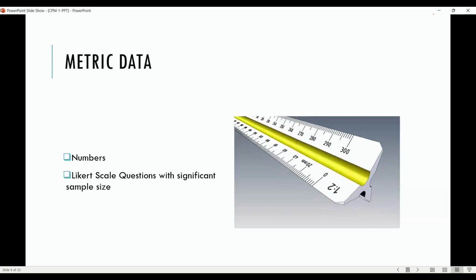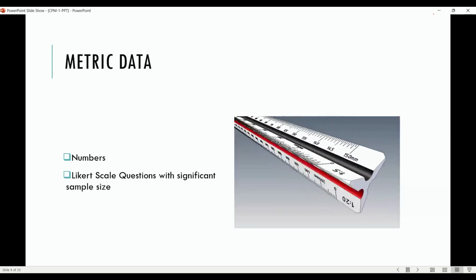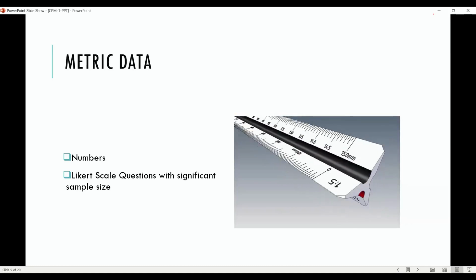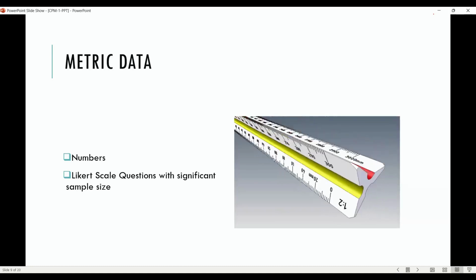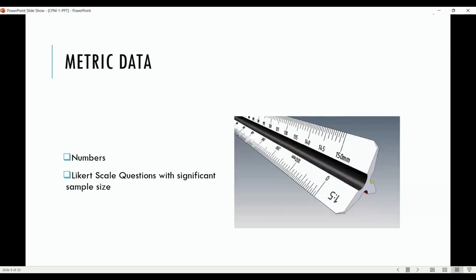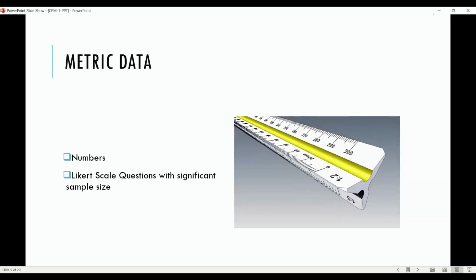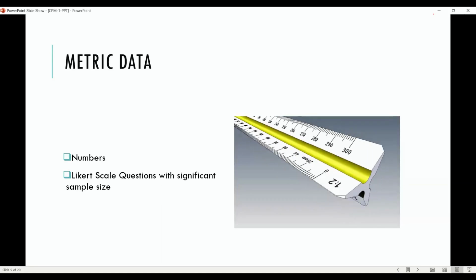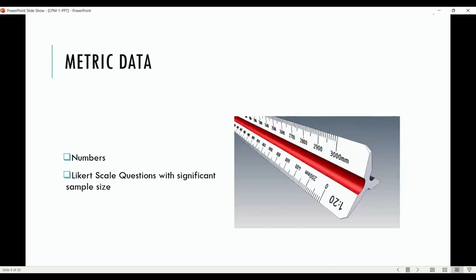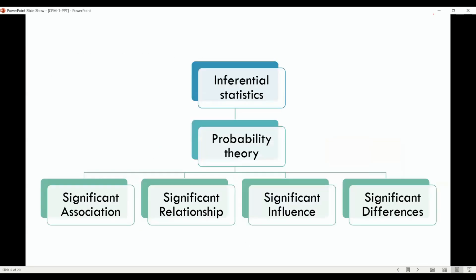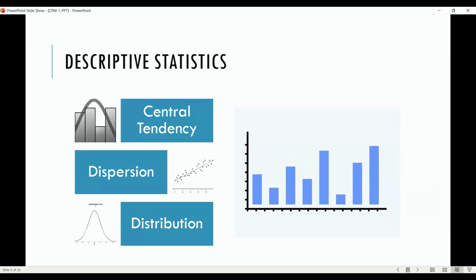So when the sample size is significant, and if you have used these kind of scales, this is called Likert scale questions. So generally, when the questionnaire has options like a Likert scale based question, or something that deals with numbers, at that point of time, it is called metric data. So when it comes to statistics, we are doing statistics only for these 5 purposes.